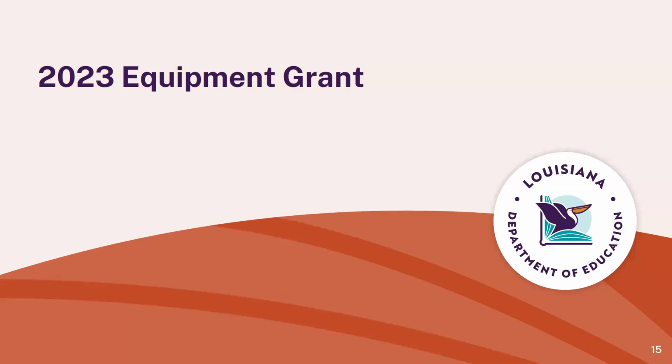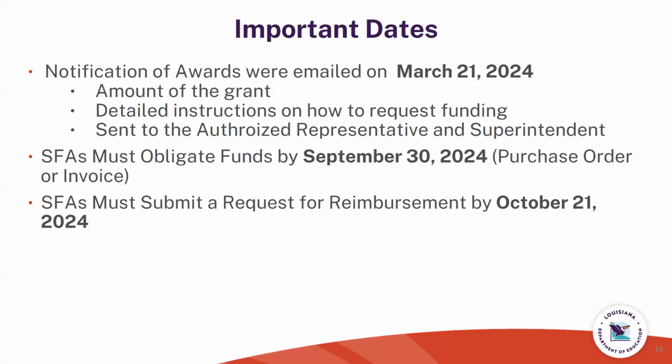Okay, so now let's move on to the 2023 equipment grant. The notification of award emails were sent out on March 21st. They would have come from Stacy Griffin. The award notification included the amount of the grant and detailed instructions on how to request funding. Both the authorized representative and the superintendent were included on that email.